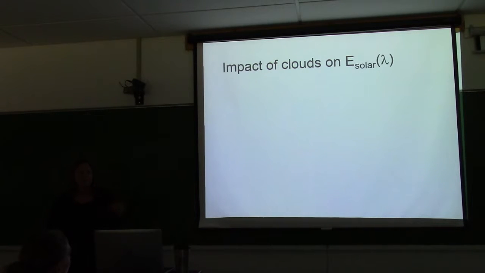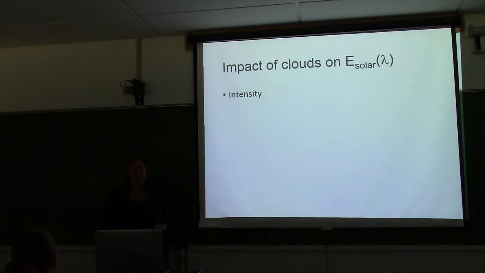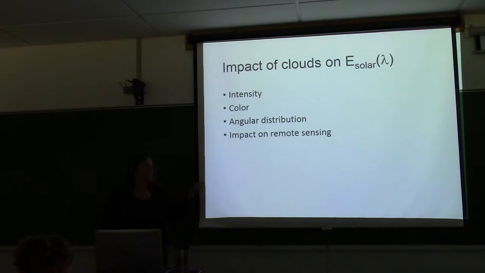Okay, so the impacts of clouds. Well, certainly clouds change the intensity, right? They can absorb, they can also scatter. It depends on whether you're measuring radiance to a bright part of the sun or a bright part because of the clouds. They change the color. They change the angular distribution. And they certainly have a huge impact on remote sensing, which Jeremy will talk about in a couple of weeks.